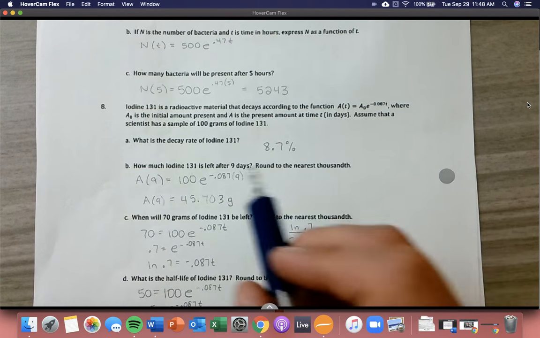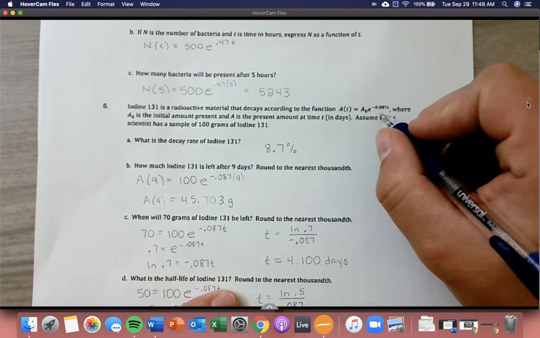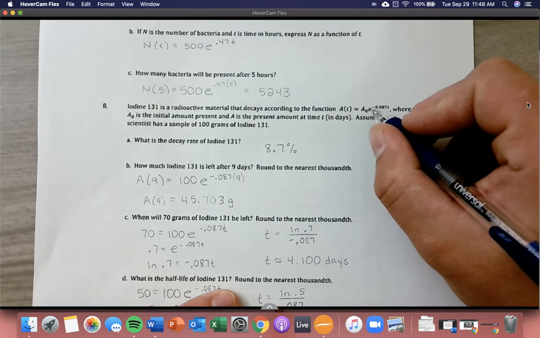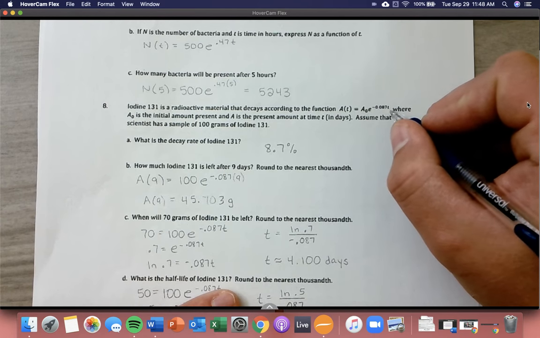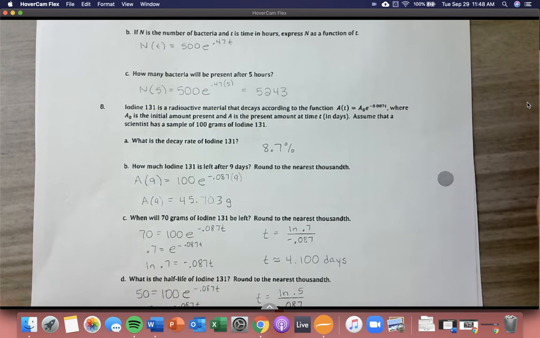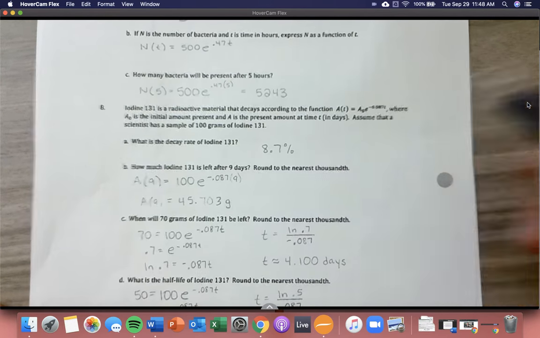It's asking, what is the decay rate of iodine-131? Well, if we look at this equation here, the rate that it's changing is this negative 0.087, meaning it's decaying, it's going away at a rate of 8.7%.